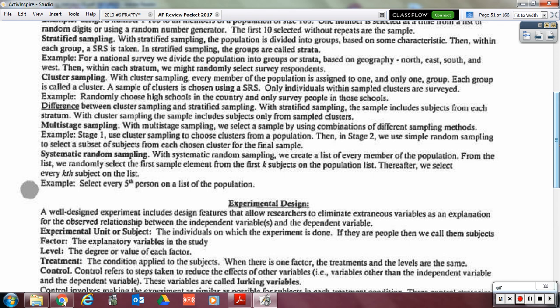Otherwise, you run the risk of getting, depending on when you ask people, what if you ask them 7th period? What proportion of seniors are you going to be getting? Not very many, yeah. So, if you want to make sure you get a representation of everything, then you might consider stratifying and then take a random sample from each of those stratified groups.